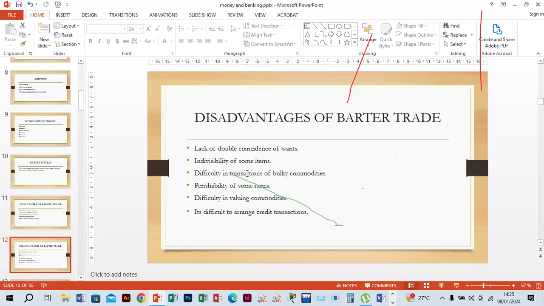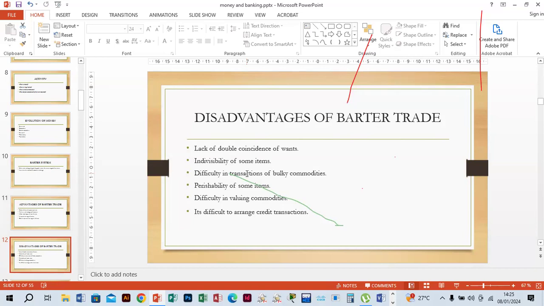Then perishability of some items. Some products are highly perishable and hence difficult to store. This limits future transactions. So the transactions of such goods were supposed to be done immediately to prevent them from going bad.